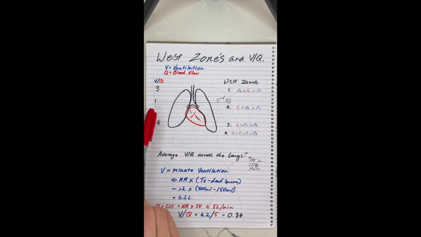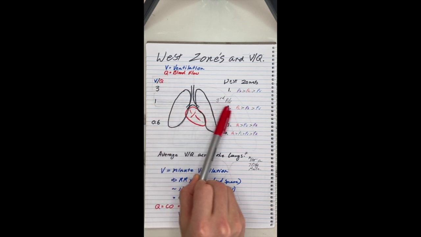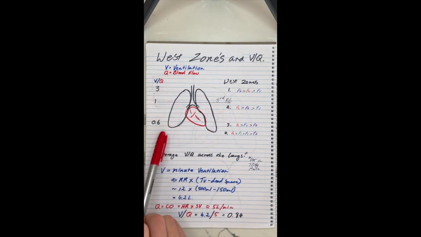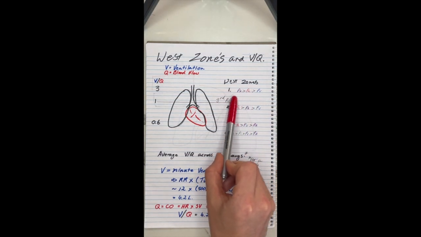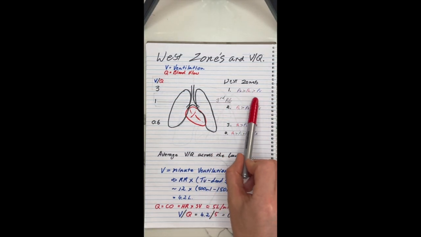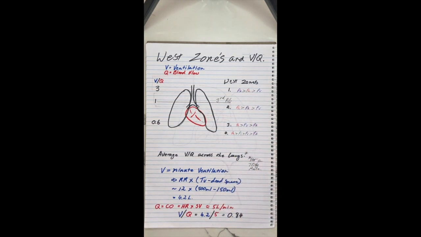When we talk about VQ ratios, generally textbooks will describe that at the top of the lungs a VQ ratio of around 3, meaning 3-to-1. At the third rib, it would be 1 in an upright lung, and at the bottom of the lungs, it's about 0.6. West zones help us understand this. The three parameters we need to know are alveolar pressure, arterial pressure, and venous pressure.